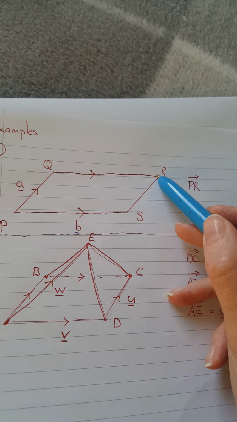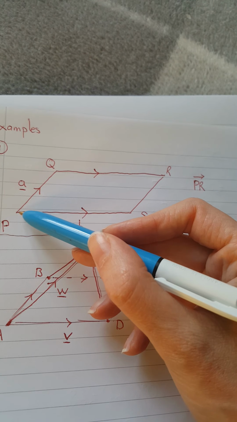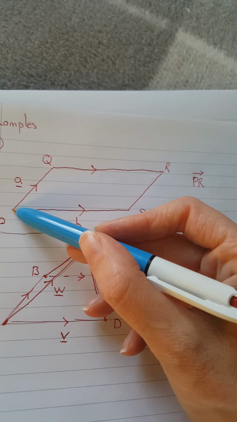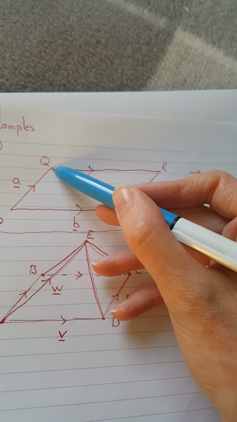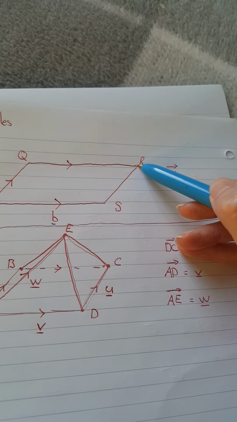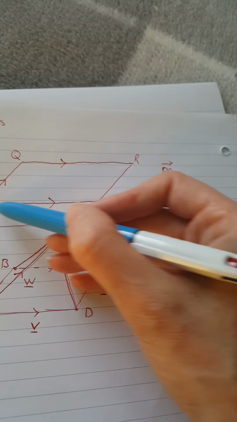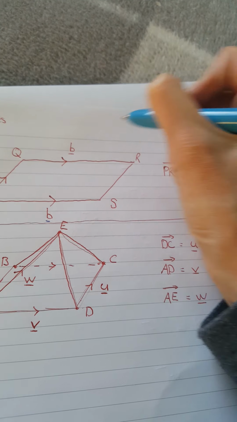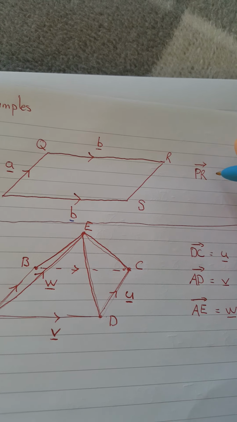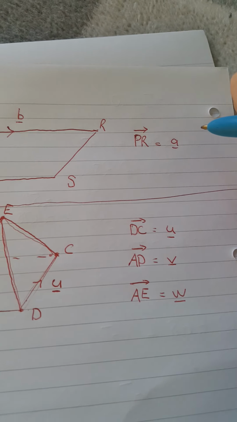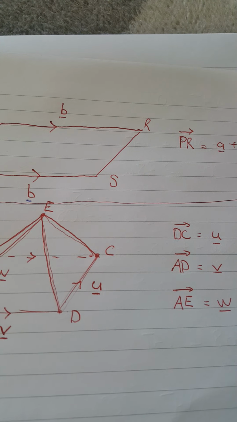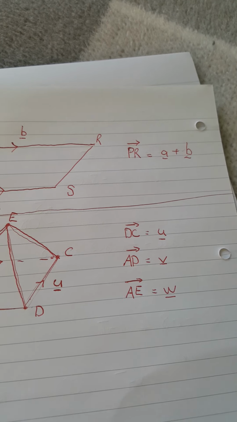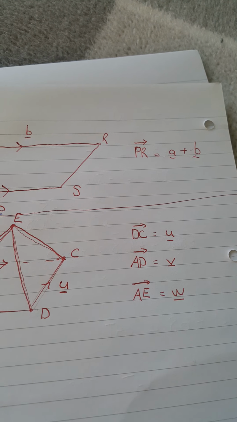Well, there are two options here, and they're both going to give me the same answer. What I can do is go from P to Q, which is a, and then from Q to R, which is the same as this one, so it must also be b. So the vector PR is effectively the vector a plus the vector b. That's the vector PR.